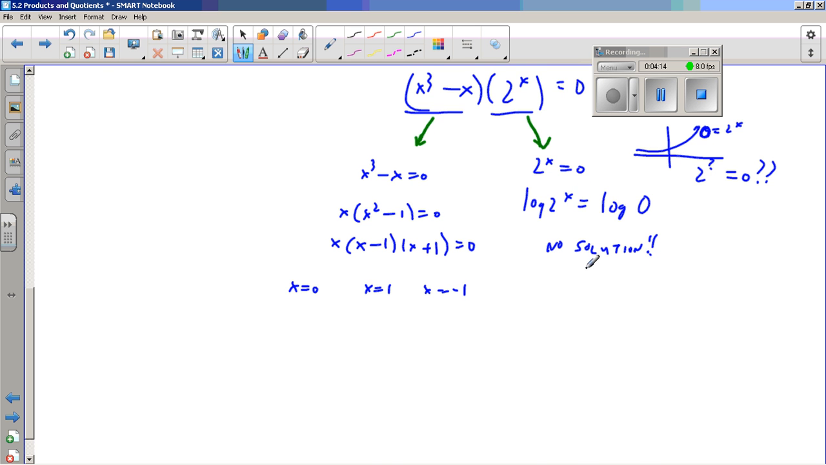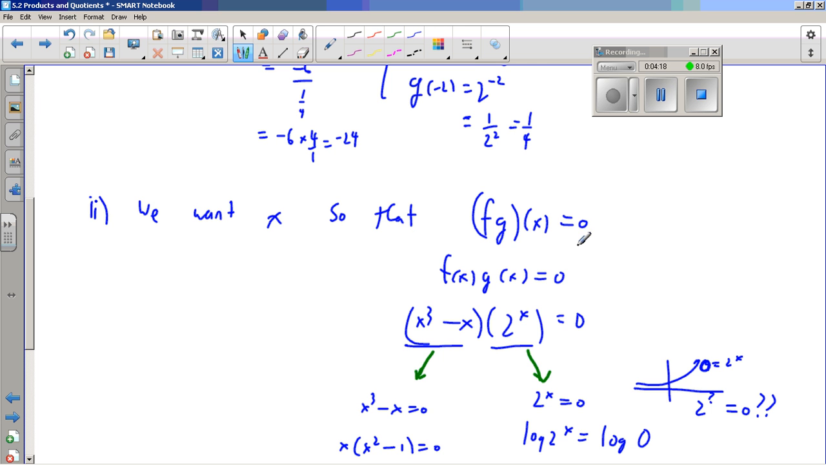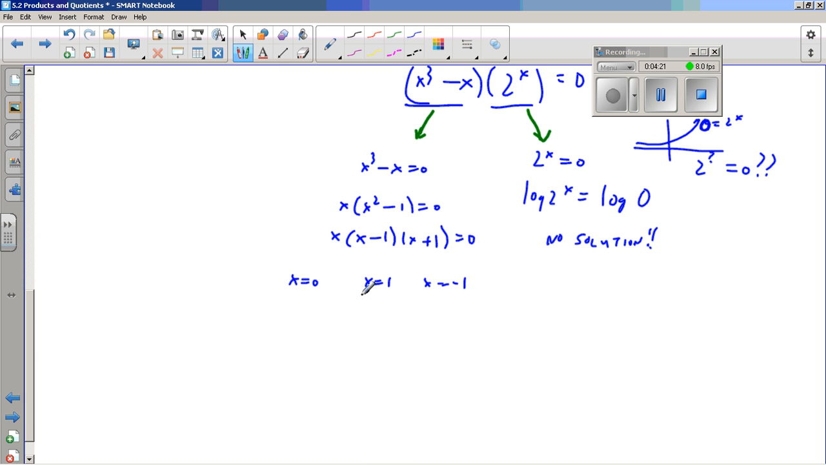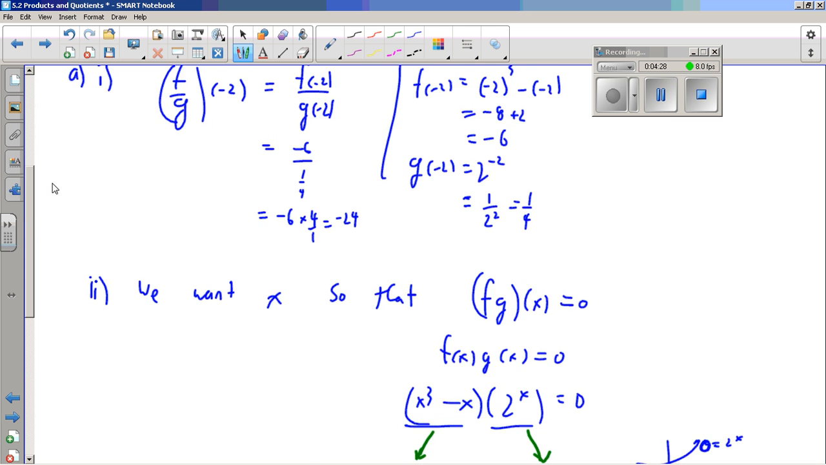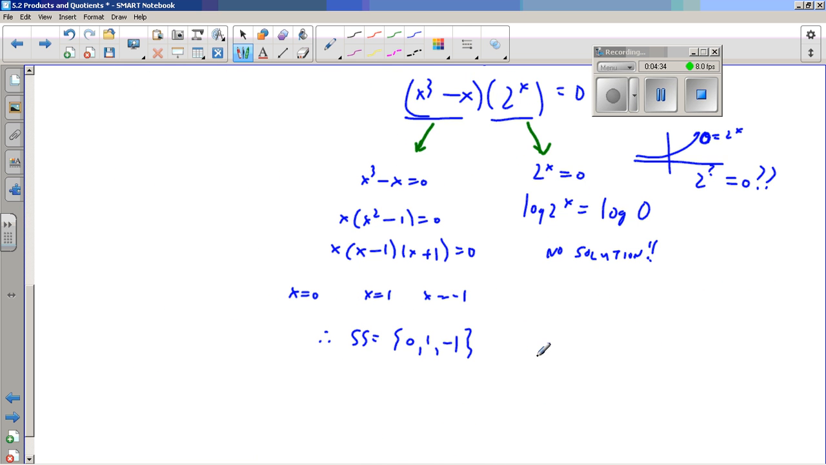There's no solution. So therefore, the x's that make the product function 0 are just these three. Therefore, the solution set is 0, 1, and -1. Well, what does that tell us about the graph? The product function will have x-intercepts at those spots, right? I don't know how the rest is going to work, but I know that it would have zeros at those spots. Andy, what's next? Oh, this sketch.